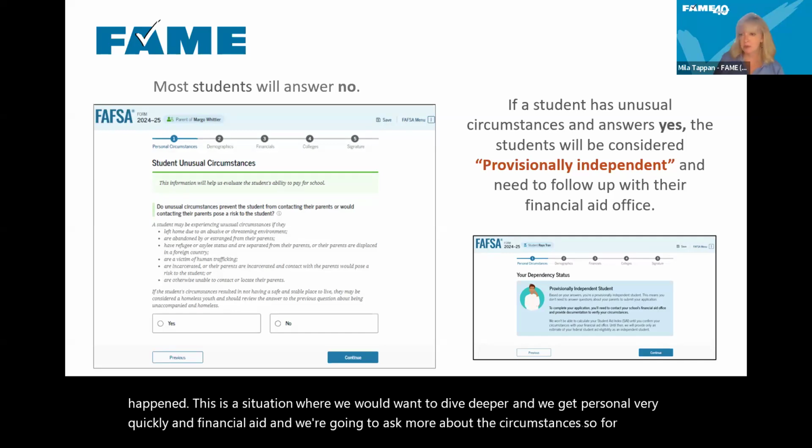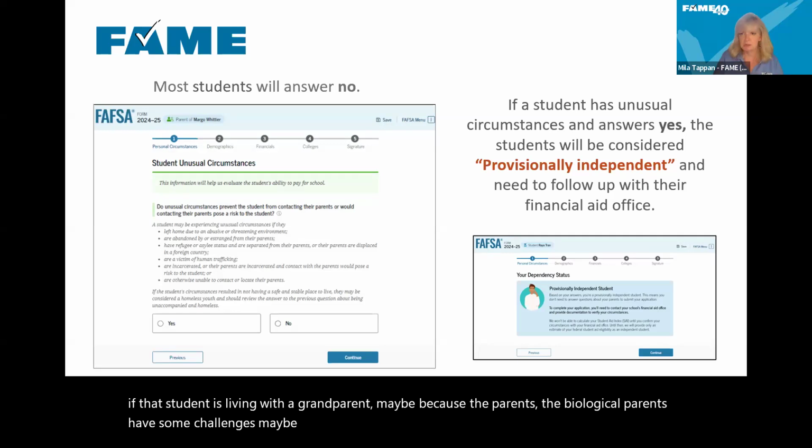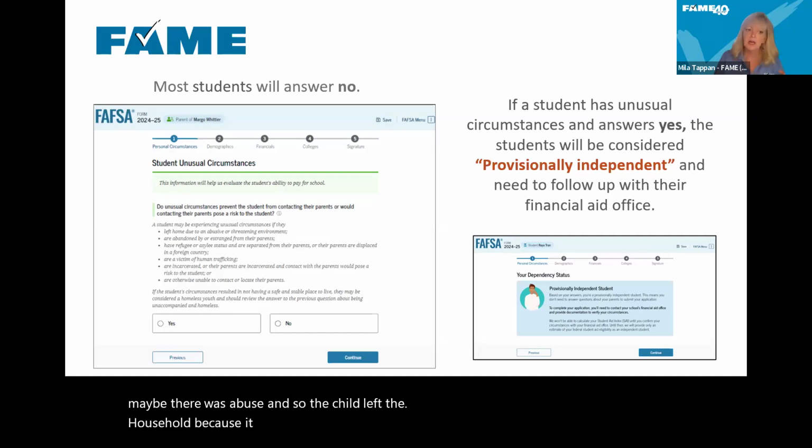if that student is living with a grandparent, maybe because the biological parents have some challenges. Maybe there's some drug issues. Maybe the parent is incarcerated. Maybe there was abuse, and so the child left the household because it wasn't safe for them. Those are considered unusual circumstances.